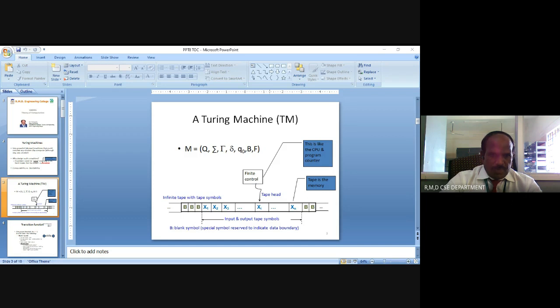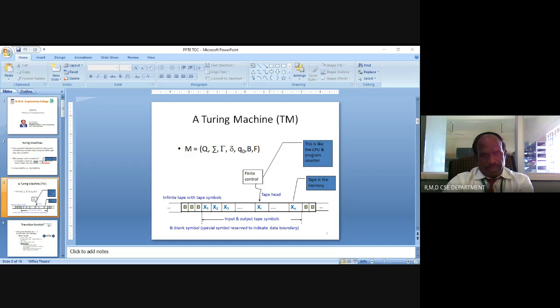Similarly, delta of Q, Xi equals P, Y, L is the same as X1 ... Xi minus 1, Q, Xi ... Xn going to X1 ... Xi minus 2, P, Xi minus 1, Y, Xi plus 1 ... Xn. Here Q is replaced by P, Xi is replaced by Y, and the head moves left.